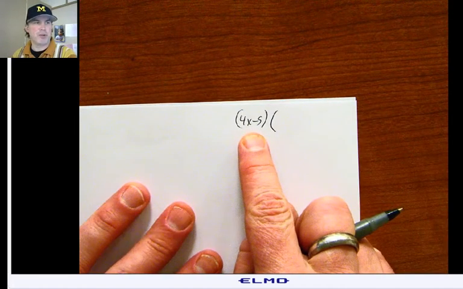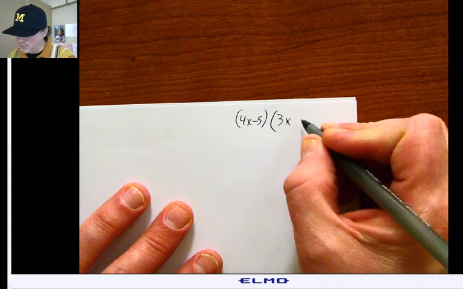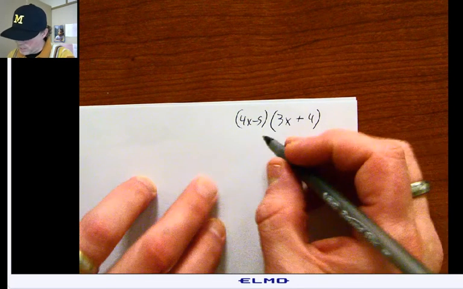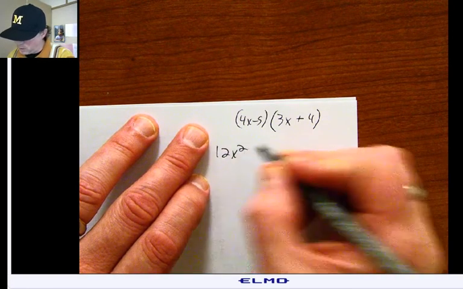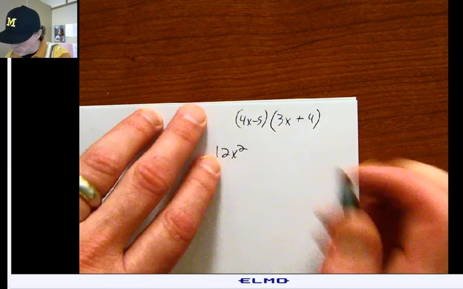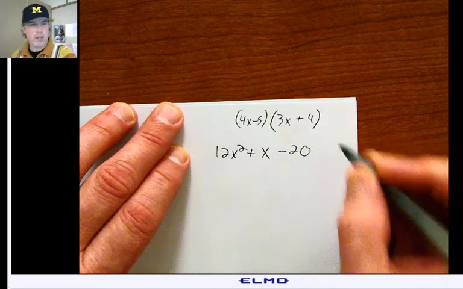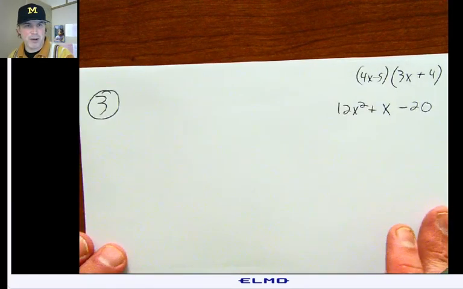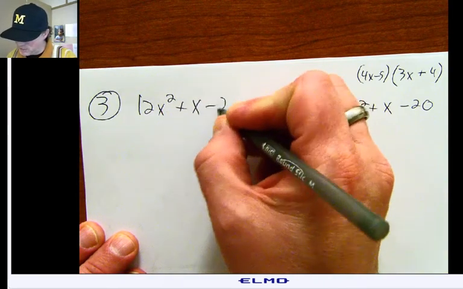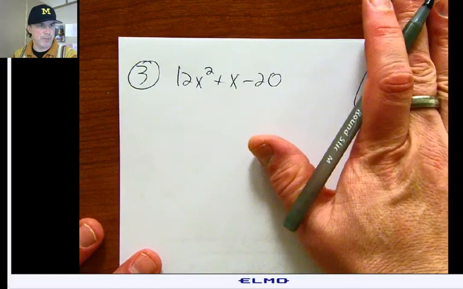So let's see, I want the answer to be 4x minus 5 and 3x plus 4. If I do that, I'm going to get 12x squared plus 16x minus 15x, which is plus x, and then minus 20. All right, so that's the one I'm going to factor: 12x squared plus x minus 20. And I'm going to ignore this over here on the side for a bit.